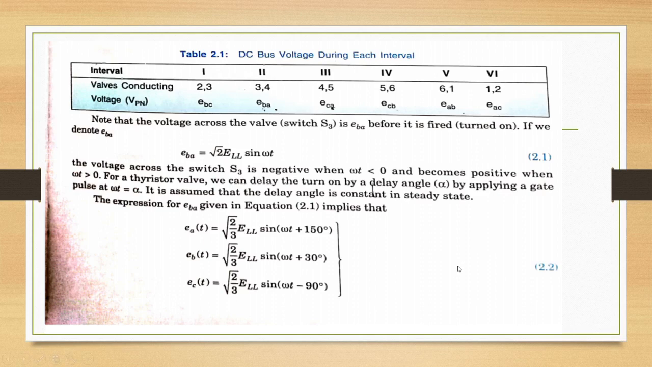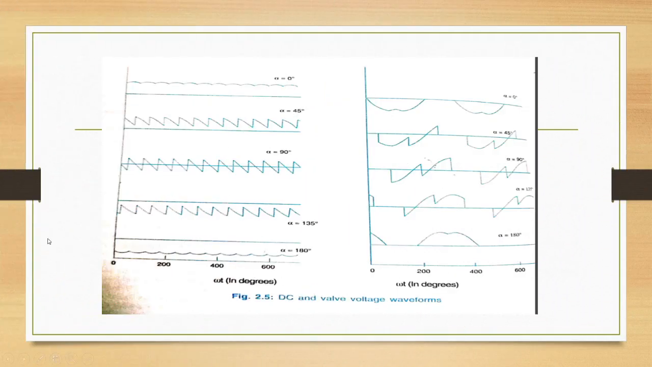So from the expression for EBA we can write EA, EB, EC. EA of t is root 2 by 3 ELL sin of omega t plus 150. All three are displaced from each other by an angle of 120 degrees, so I am taking the angles here as 150, 30 and minus 90. EB of t is root 2 by 3 ELL sin of omega t plus 30. EC of t is root 2 by 3 ELL sin of omega t minus 90 degrees. So we assume only positive sequence supply voltages.